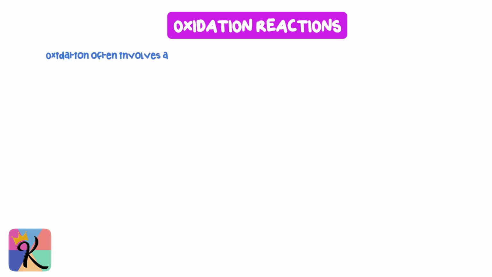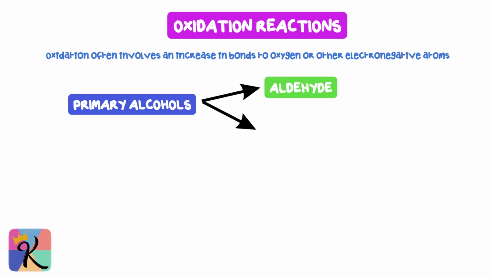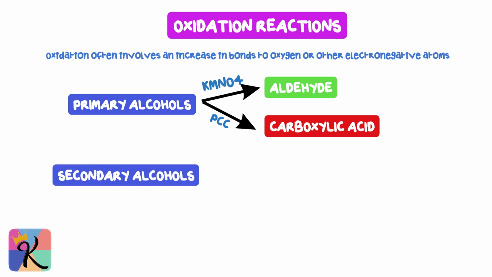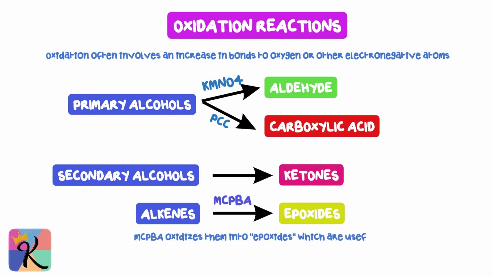Let's explore some common oxidation reactions. In organic chemistry, oxidation often involves an increase in bonds to oxygen or other electronegative atoms. Primary alcohols can be oxidized to aldehydes or carboxylic acids, depending on the oxidizing agent used. Secondary alcohols are oxidized to ketones. Alkenes can be oxidized to epoxides using a peroxy acid like MCPBA. In the case of alkenes, MCPBA oxidizes them into epoxides, which are useful intermediates in organic synthesis.